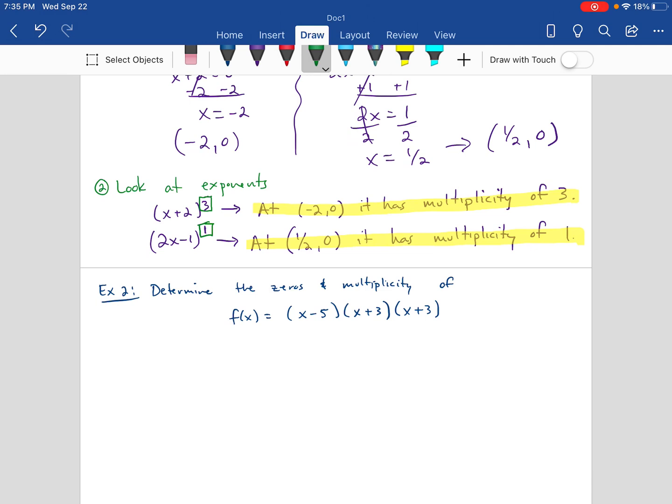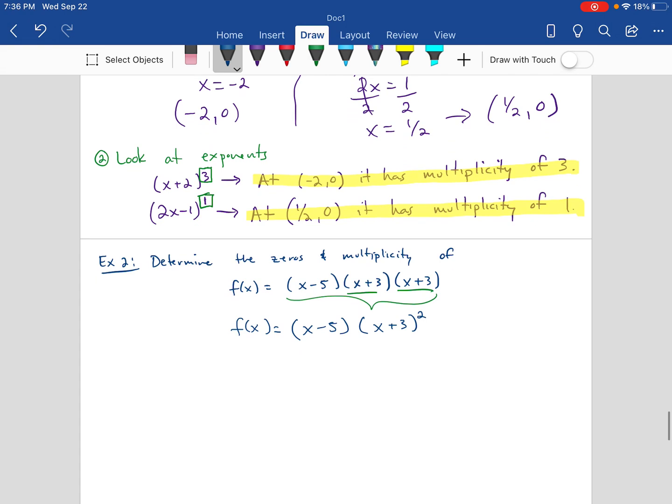Now this one, there's something going on in this function. If you haven't noticed already, you have two of the same thing in two parentheses, right? You have x plus 3 and x plus 3. So I can rewrite this function as f of x equal to (x minus 5) times (x plus 3) squared, because there's two (x plus 3)'s that you're multiplying. That's exactly what I'm going to do, because it's going to be easier for me to see the multiplicity.